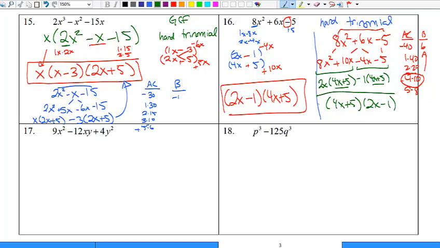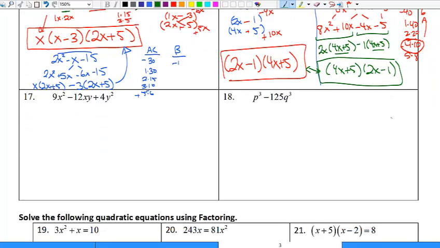As a reminder, you do not have to do it both ways. Just one way to get the one correct answer. Also, the order of the parentheses doesn't matter, as long as the 4x is with the plus 5 and the 2x is with the minus 1.